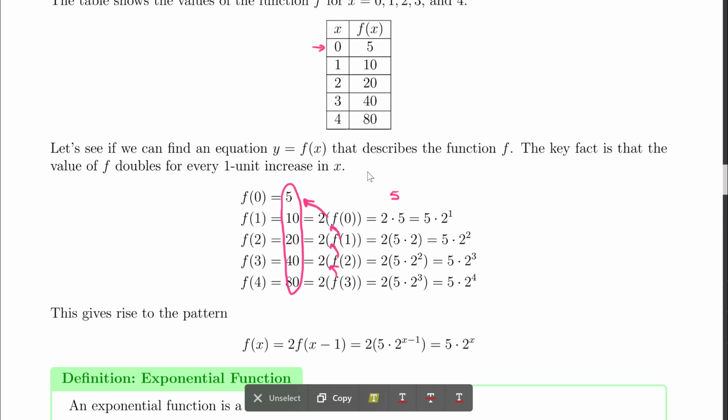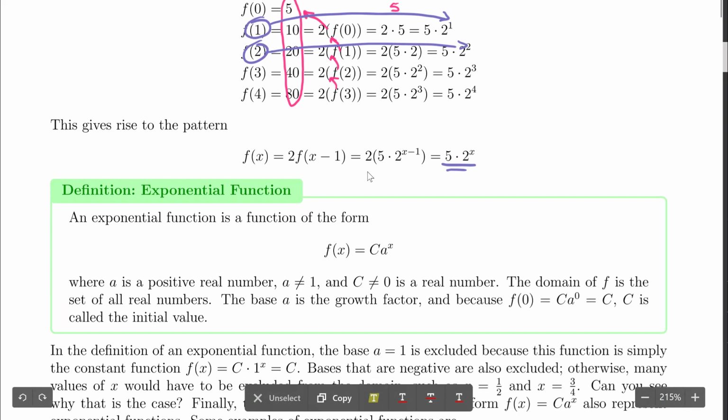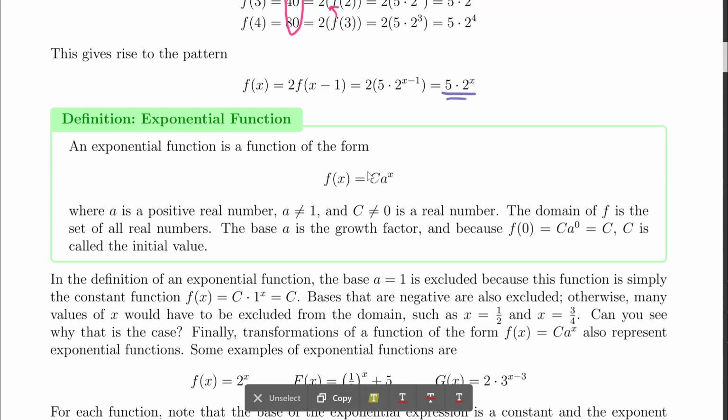And we can simplify that, and note that these x values correspond to our exponents now. And so we've come up with a general form for this particular function. It's going to be 5 times 2 to the x power. 5 is important because that is our initial value. And the 2 indicates that this function is doubling each time. And then x is just our exponent. And so that gives us the definition of an exponential function.